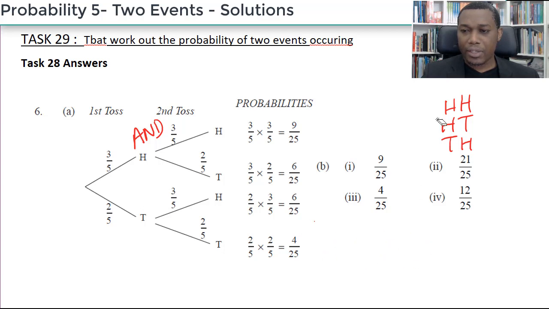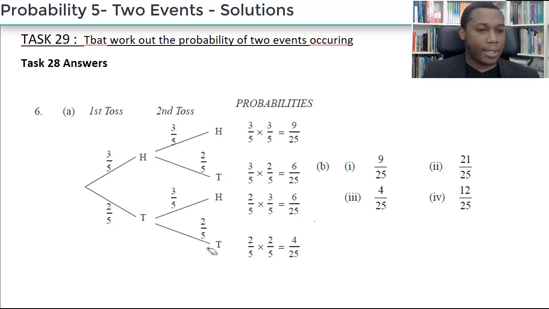Let's see. So we're fine with that. I'll just take that off there. And any other comment? Exactly 1 tail. Exactly 1 would be the 2 in the middle.